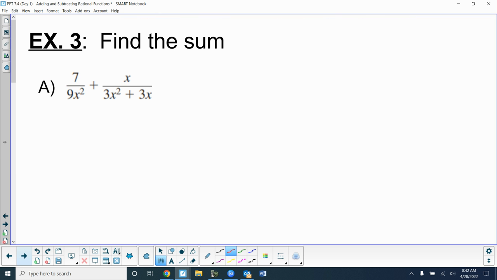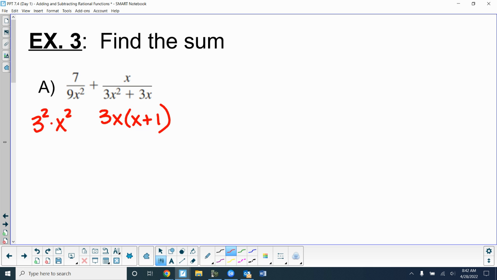Can I factor 9x squared? Is there any pluses or minuses with it? No, so I can't factor it. What about the 3x squared plus 3x? Yes, you can, right? Take out the GCF. I mean, you could factor this if you wanted, this to 3 squared times x squared. Okay? If you wanted to.